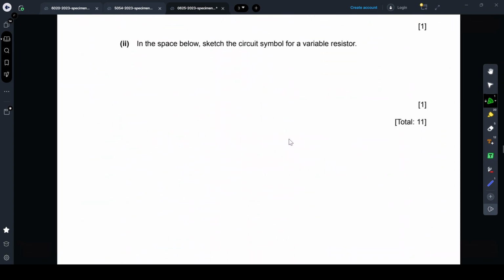In the space below, sketch the circuit symbol for a variable resistor. We should first draw a rectangle, that is the symbol for a fixed resistor, and draw a diagonal arrow starting from the bottom left and pointing to the top right. There you go. Is that correct? Yes.